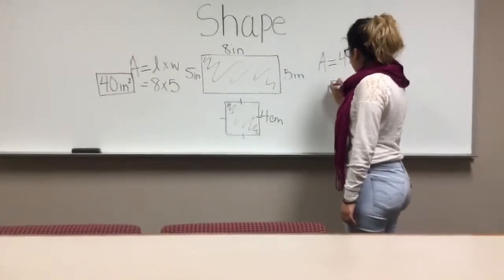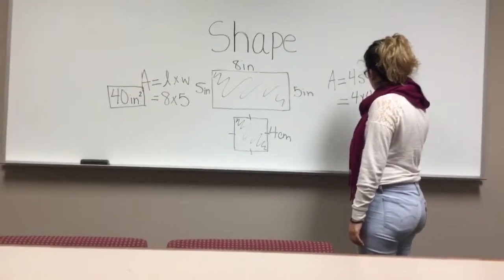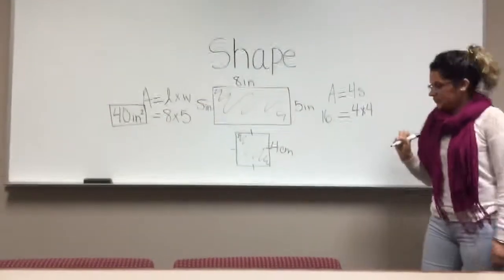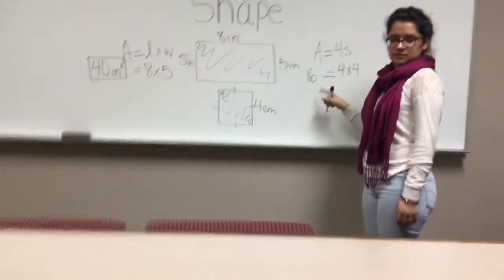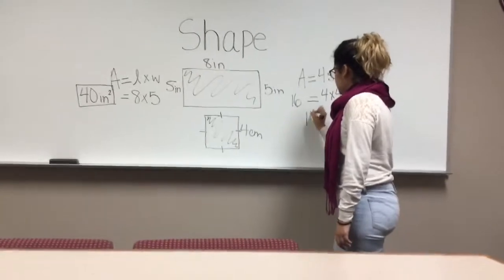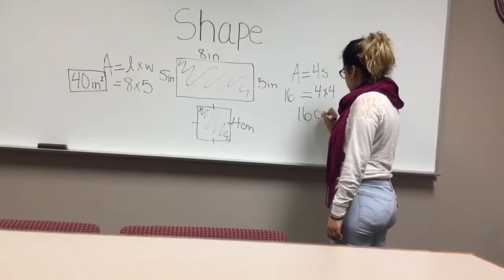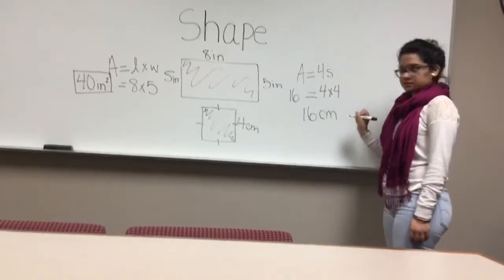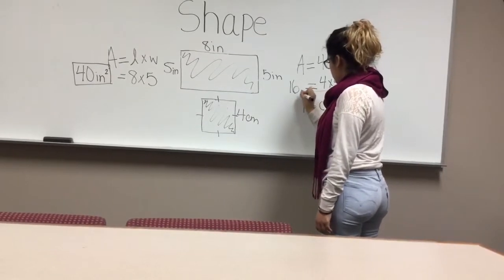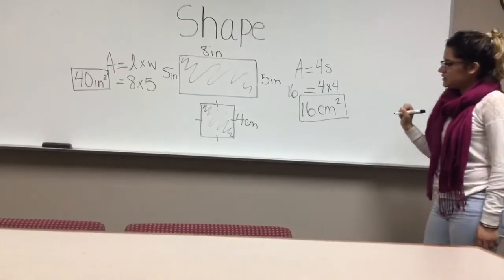So we're going to have 4 times 4 equals 16, correct? Correct. Are we missing something here? Yes, our units of measure. Good job. So it's going to be 16 centimeters. And are we missing something else? Yes, our squared. The 2 on top. Good job. So our answer for our square is 16 centimeters squared.